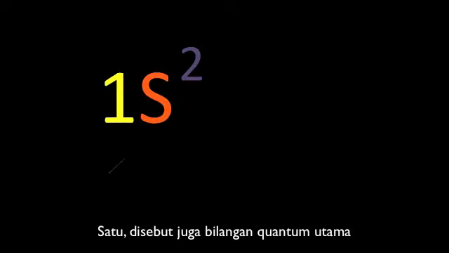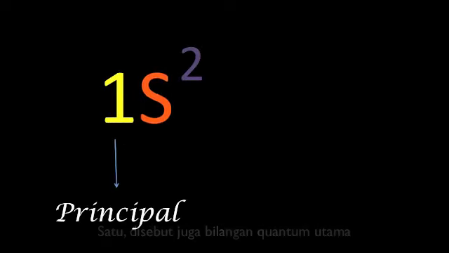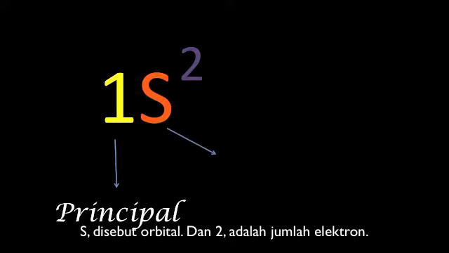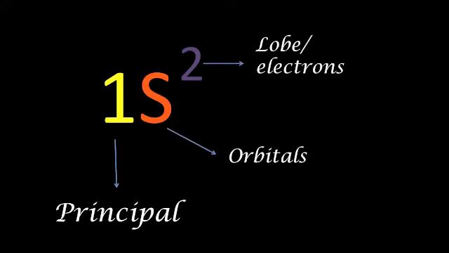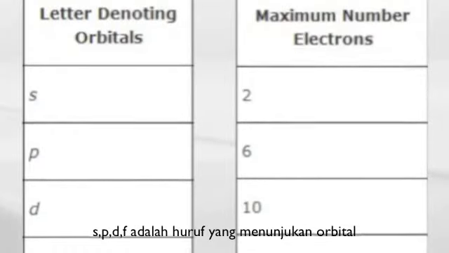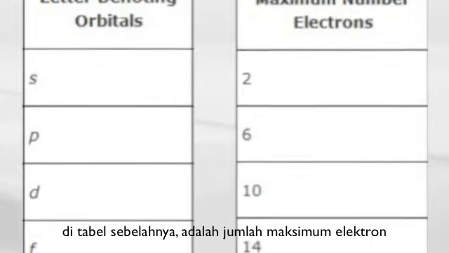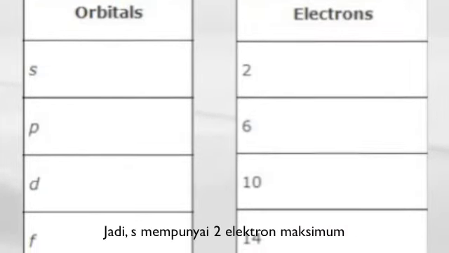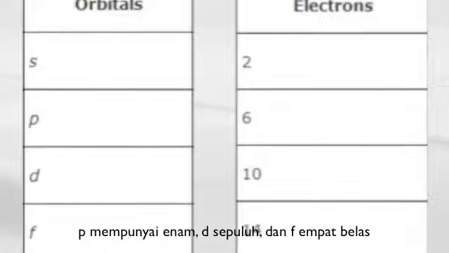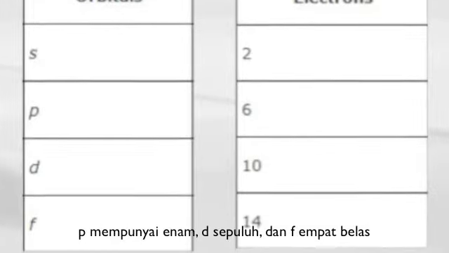1s2. So 1 is the principal, s is the orbital, and 2 is the number of electrons. SPDF is the letter denoting the orbitals. Next to it is the maximum number of electrons. So s has a maximum of 2 electrons, p with 6, d with 10, and f with 14.